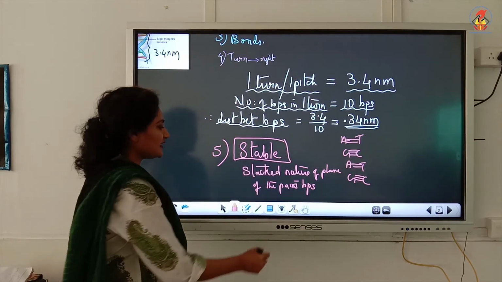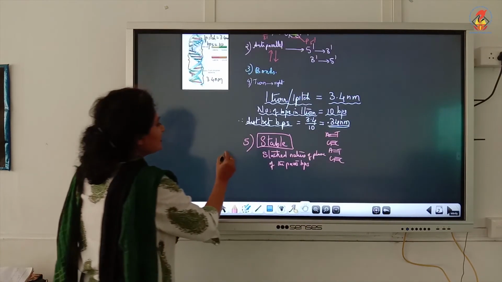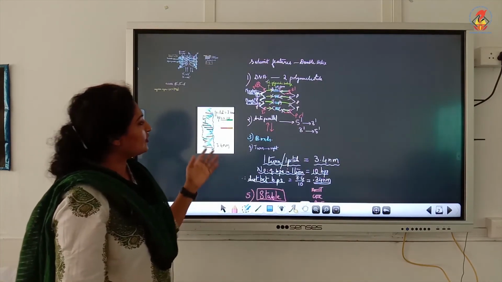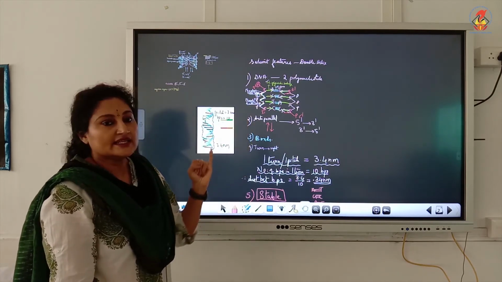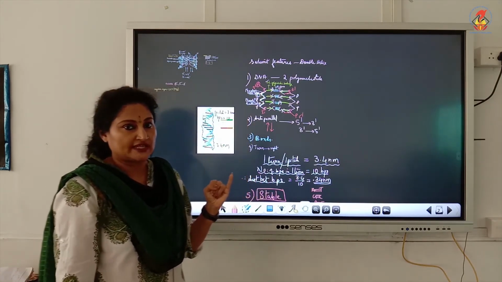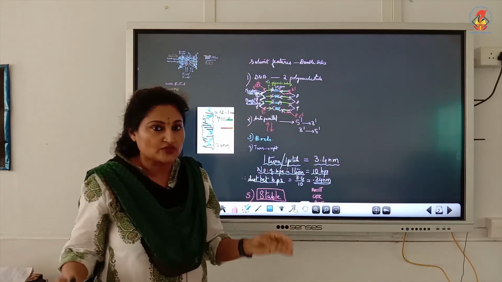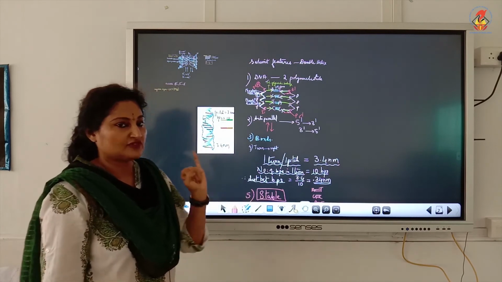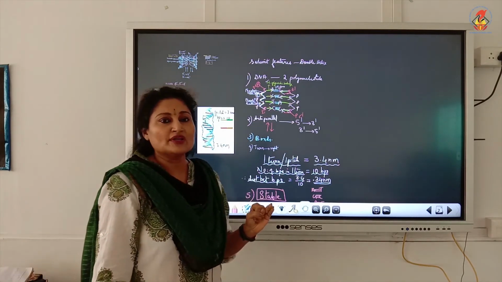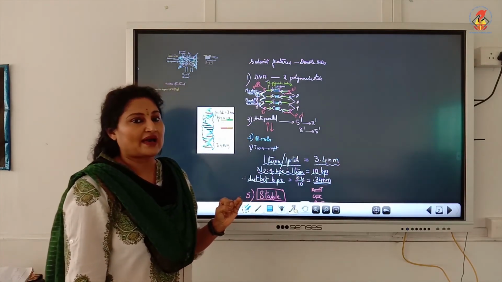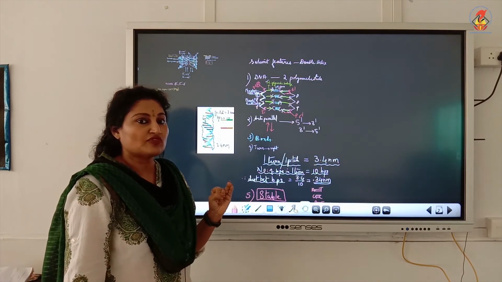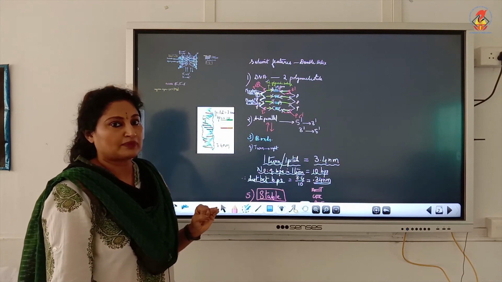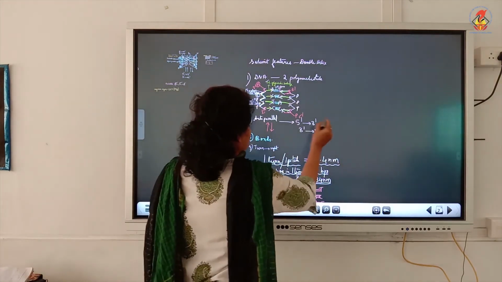Clear? So, once again, brushing through the 5 postulates or salient features according to Watson and Crick. 1. DNA comprises 2 polynucleotide chains and the sugar phosphate units form the backbone with the bases protruding inwards. That is the first point. Second point, the 2 polynucleotide chains are running anti-parallelly, meaning one is running in the 5 prime to 3 prime direction while the other is running in the 3 prime to 5 prime direction. It can be represented like this.